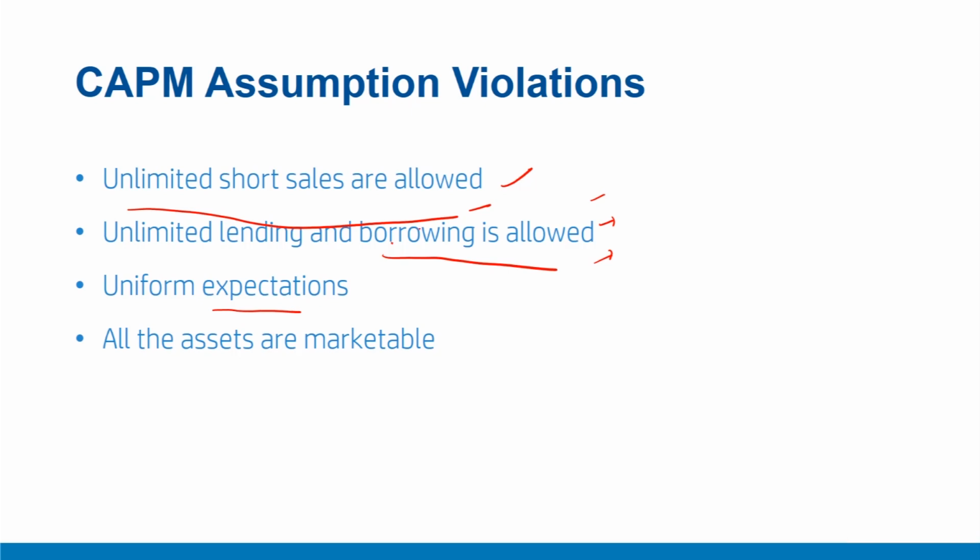Uniform expectations. CAPM assumes uniform expectations. For example, CAPM assumes all the investors in an economy or in a market are forming their expectations based on the risk of the security, and their expected returns are similar. They are also defining their periods in a similar manner. The mean variance frontier for all the investors is the same, that is, the risk return trade-off for all the investors is the same, which is of course not true.